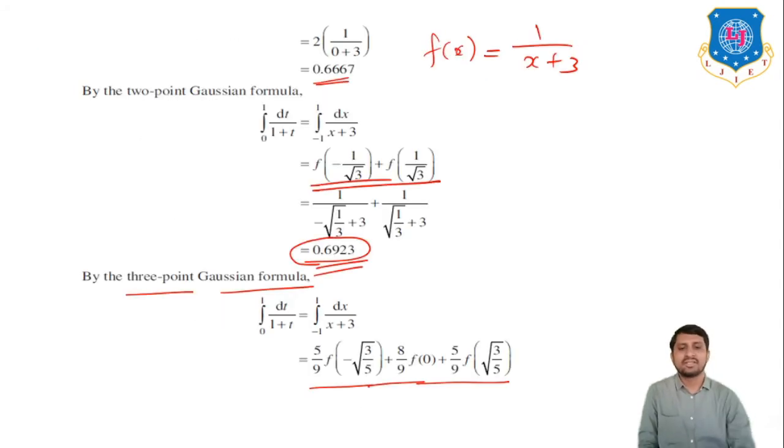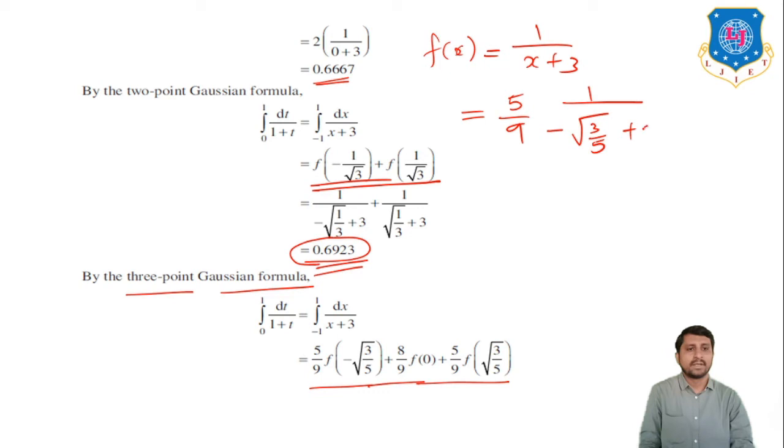Let's take one more example. Okay, so please all the students calculate this value. Ultimately you have to calculate 5 by 9 times 1 upon minus square root of 3 by 5 plus 3. This is my first term, plus 8 by 9 f of 0. F of 0 is what? 1 by 3. Okay, 1 by 3.